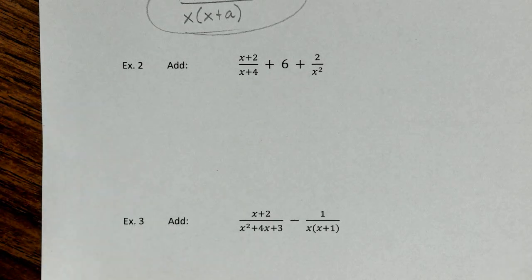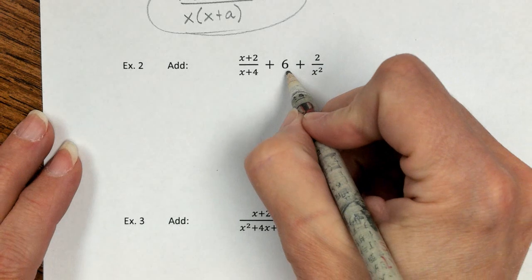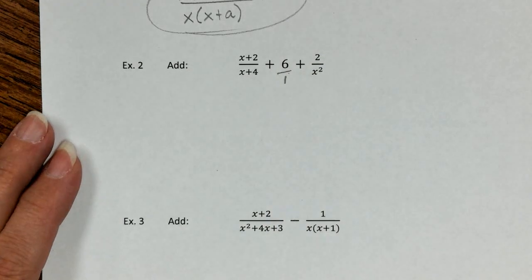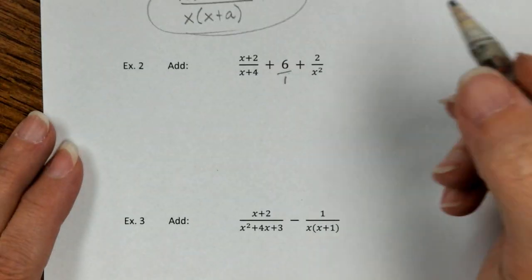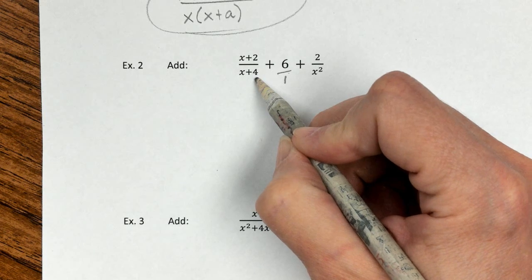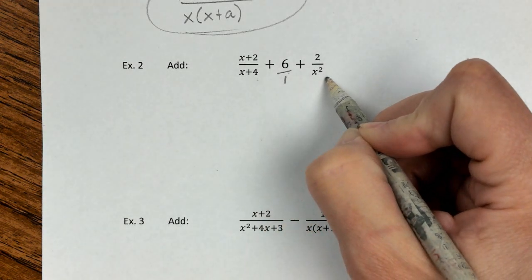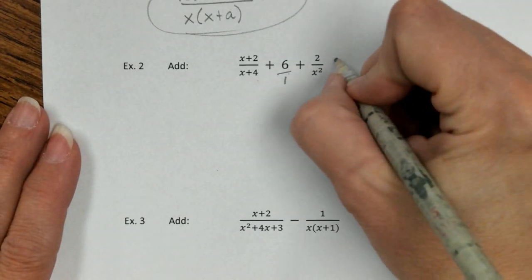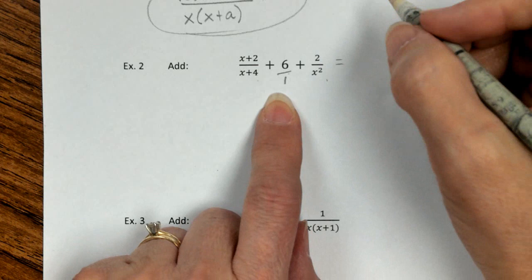In example 2 we have three terms that we're adding, and they need to have the same denominator. When you have just, this is not a fraction, you can put that over 1. And so I see a sum here again. x plus 4 will be one of the factors, and so will x squared. So I think I'm going to have to rewrite this one. There's not enough space in here to write what I'm multiplying times the 6.